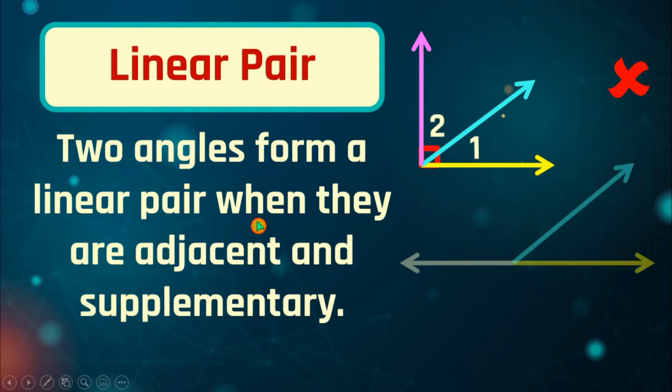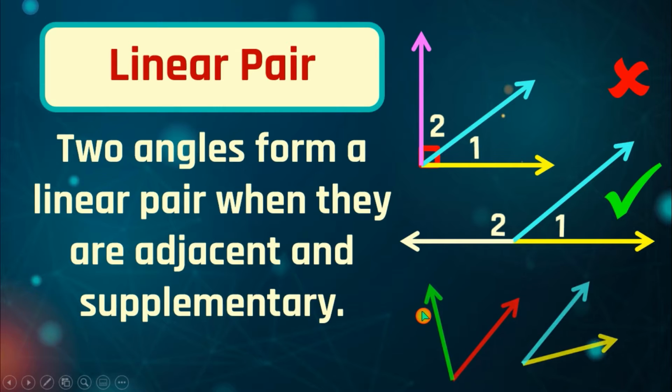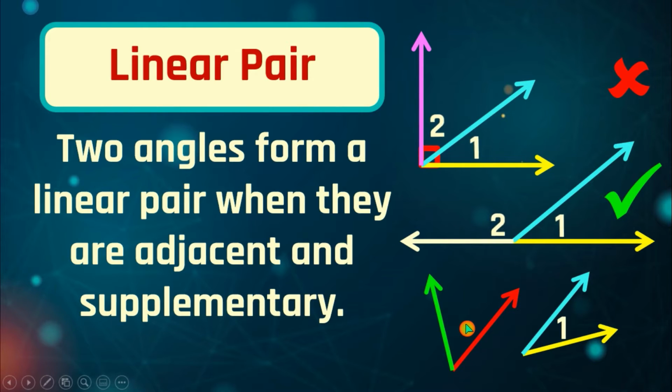Let's take a look at this example. May nakita ba kayong line? Yes, a straight line like this one. So, therefore, angle 1 and angle 2 form a straight line. Adjacent sila, magkatabi. Supplementary, they form 180 degrees. So, therefore, that's a linear pair. Okay? Now, this one, do angle 1 and angle 2 form a linear pair? No, kasi unang-una, hindi sila adjacent. Hindi rin sila supplementary. So, therefore, no.